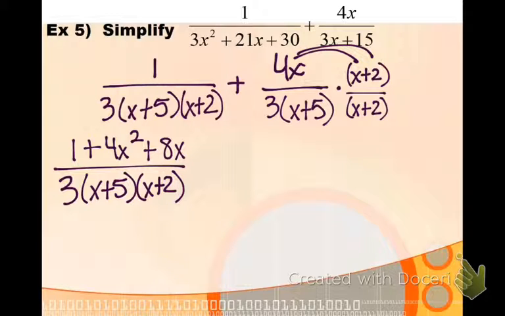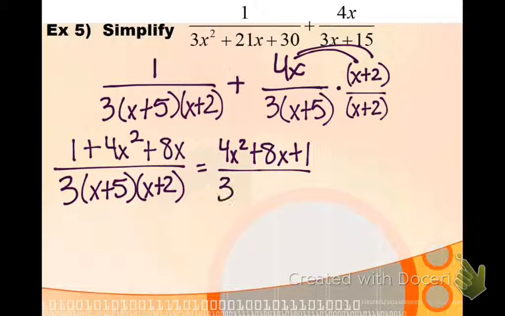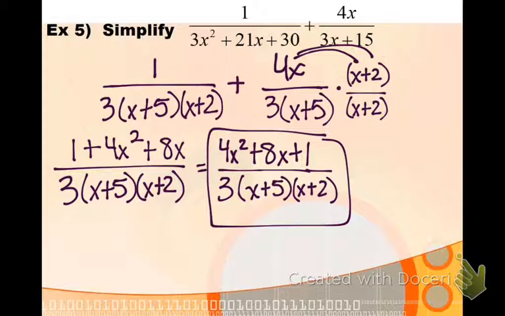Now on our next step, we should just clean it up. How would we want to rewrite this? 4x squared plus 8x plus 1. Good. We should check to see if we could factor this, but is there a GCF? No. Do we think we can do bubbles? No. If we take 4 times 1, we get 4. There are no factors of 4 that would add up to 8. So it cannot be factored. We leave it alone.